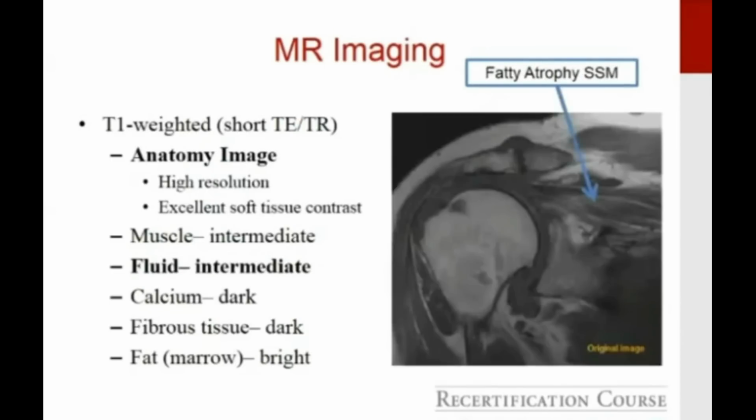Fat signal is bright, so this is helpful for evaluating for abnormalities such as fatty infiltration of the muscle. Here we see bright signal within the supraspinatus muscle indicative of fatty replacement or fatty infiltration of the supraspinatus muscle.